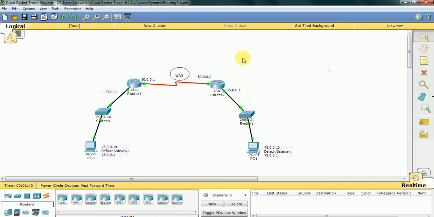There are two kinds of routing. One is static routing and another one is dynamic routing. Static routing is, as a network administrator, you have to give the IP address of the adjacent routers. But in case of dynamic routing, we deploy some protocol. That protocol makes the router learn about the IP address of the adjacent routers.